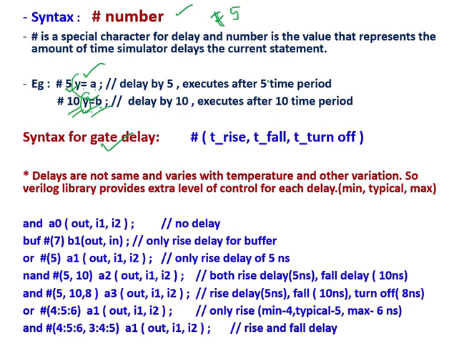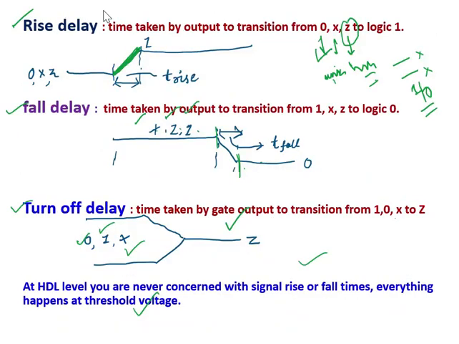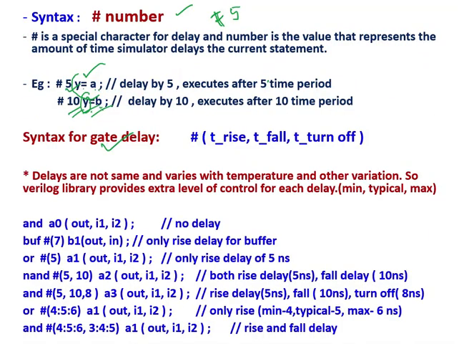Then the next one is the syntax for gate delay, meaning all these delays like rise delay, these are all propagation delay. Okay, rise delay, then fall delay and turn off delay. And what is the syntax for this one? Hash, then bracket, the first one is rise time delay, then fall time delay, then turn off delay, then bracket close.